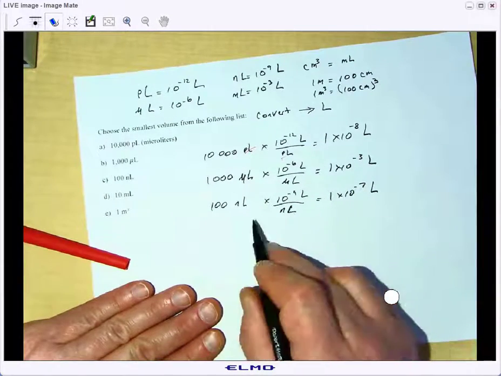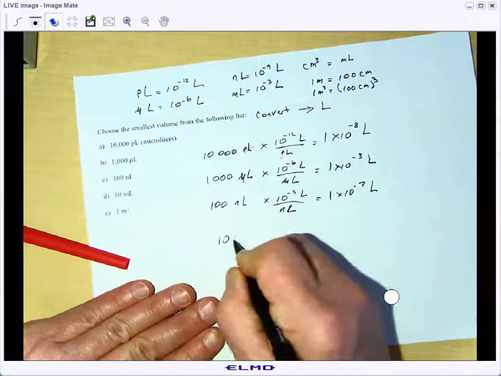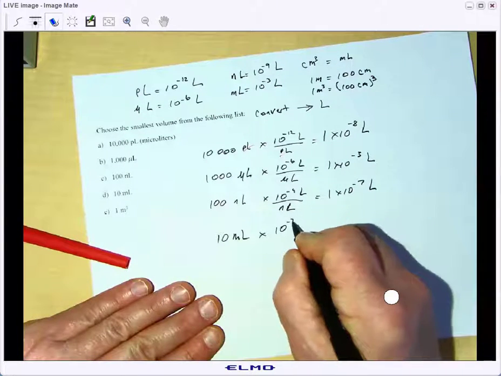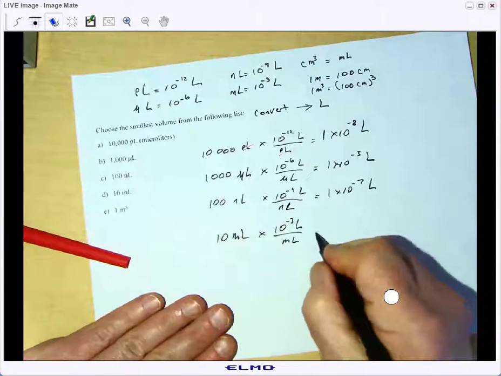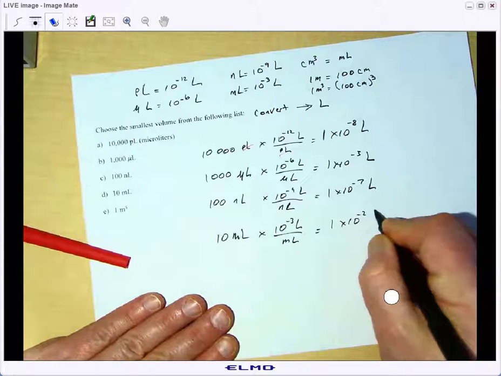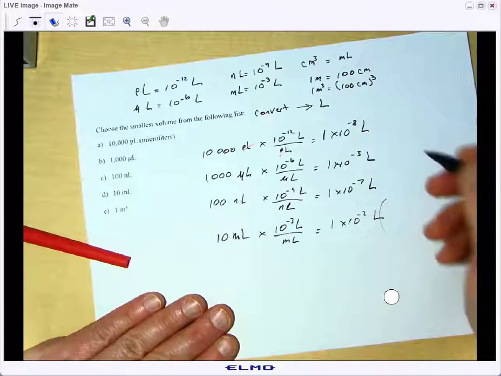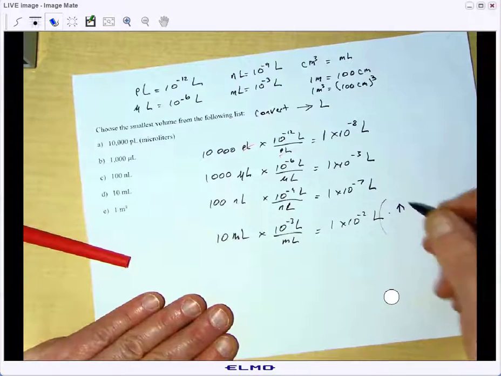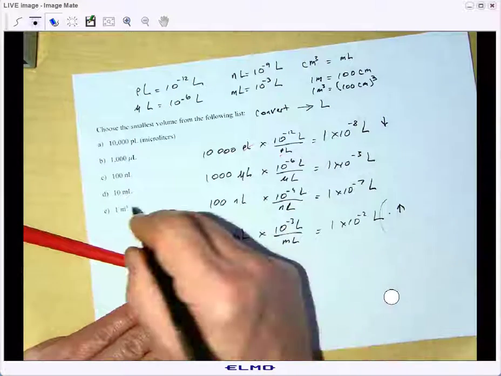Okay, the next one would be 10 mils. And so this is going to be 10 to the negative 3 liters per mil. All right, and the answer here is 1 times 10 to the negative 2 liters. Of all these, you can see here that this one is the largest, right? And this one would be the smallest so far. Now let's convert this last one.